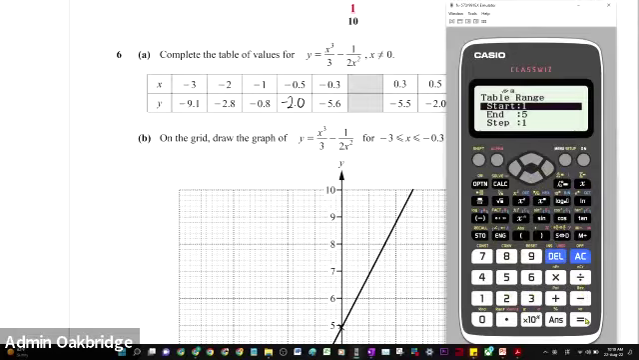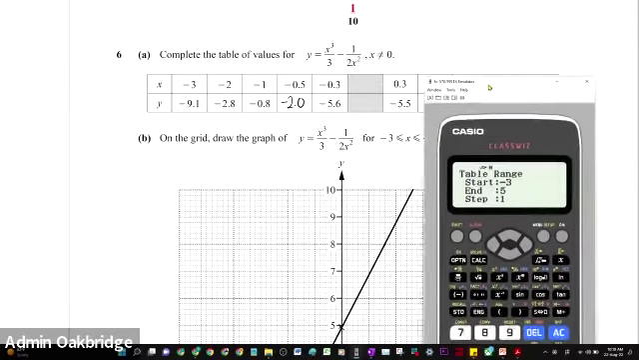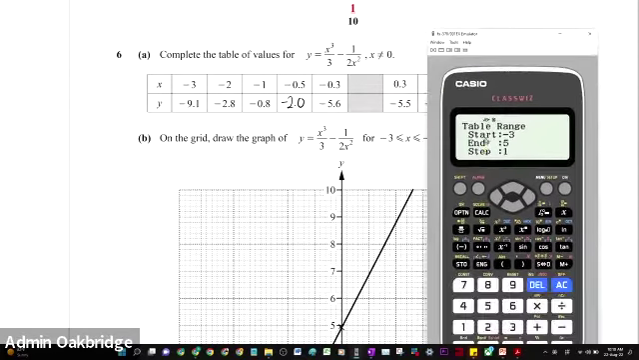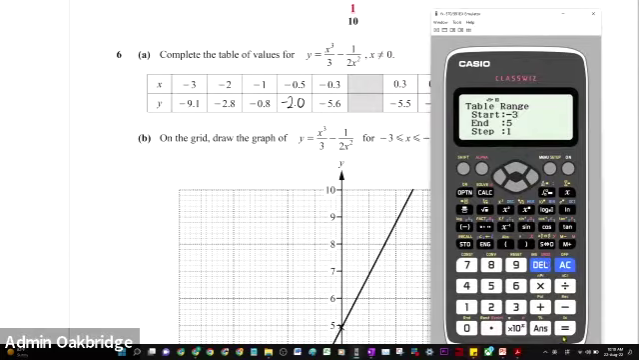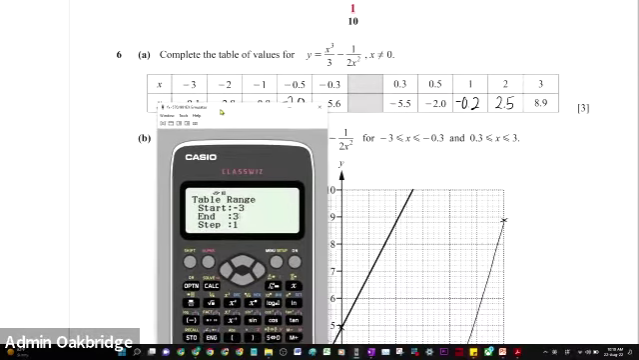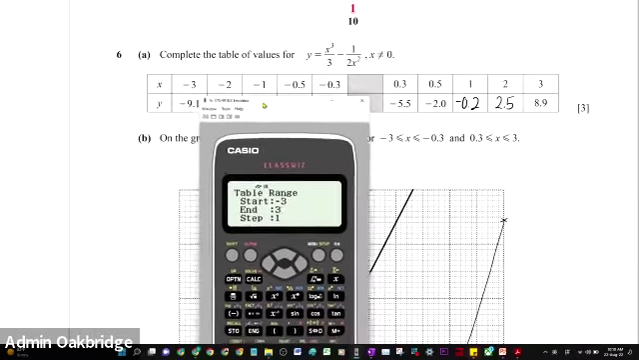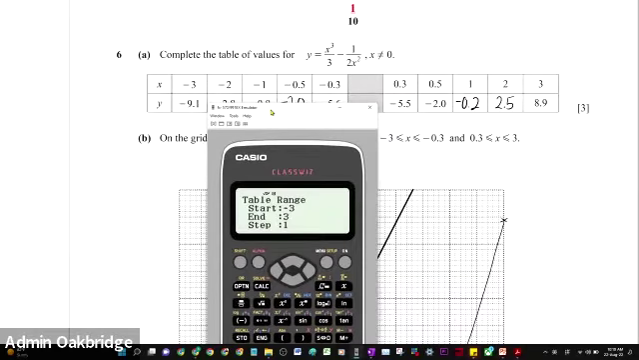We start the value from -3, right? All right, and at what value? 3 also, right? Key in, start with -3 and then end at 3. So what is the step? Step is the difference between the x values. So you see that we have -3, -2, -1. But after -1, the difference is not consistent.